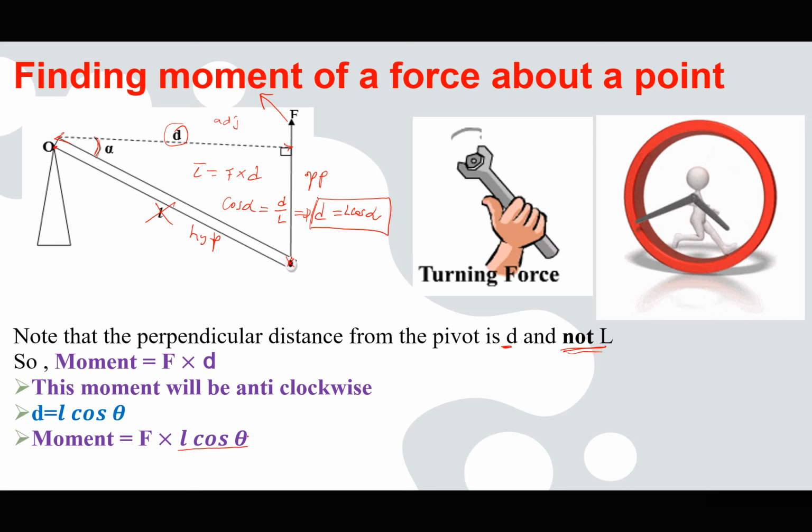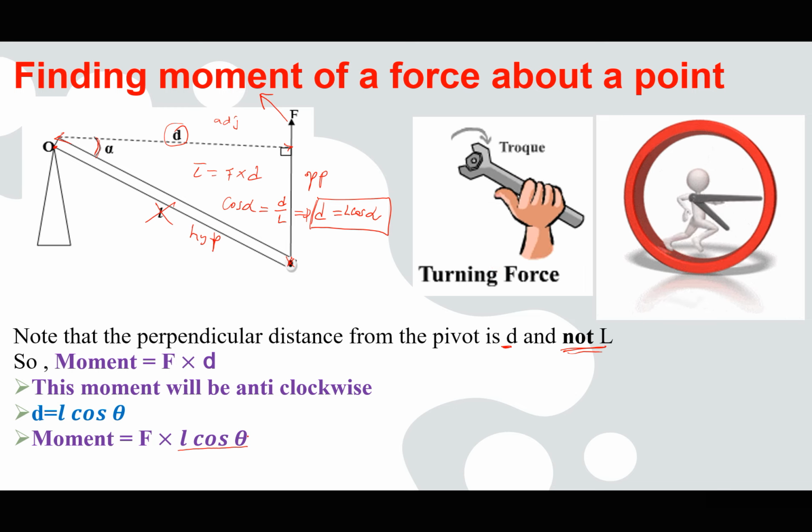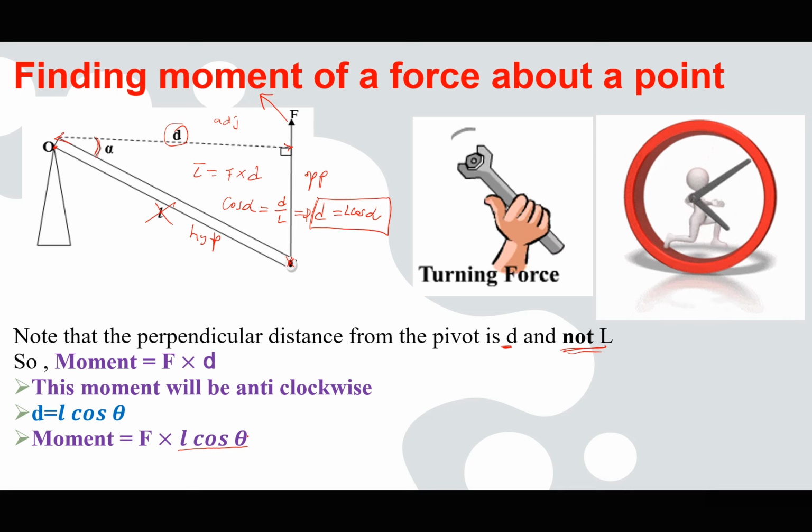Okay, so that is how we find moments in case we don't have the perpendicular distance and maybe the beam or the object is at an angle to the perpendicular distance, or the object is at a given angle.